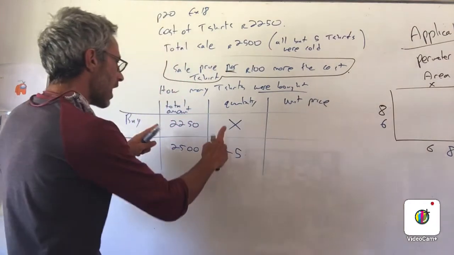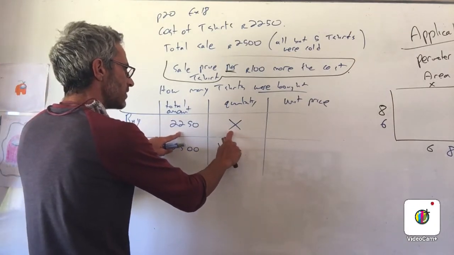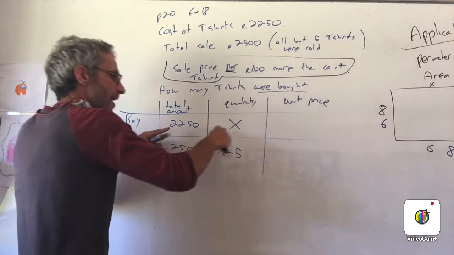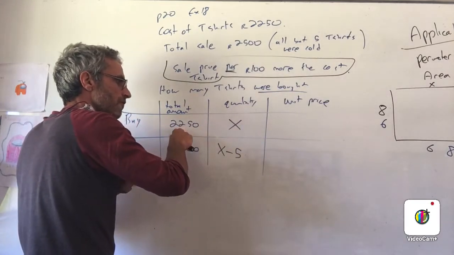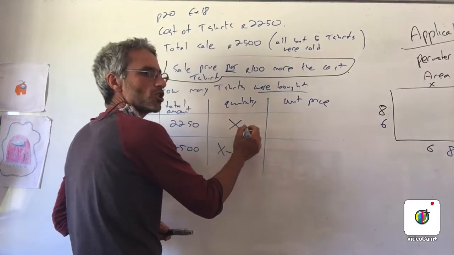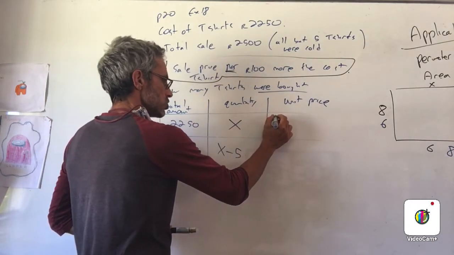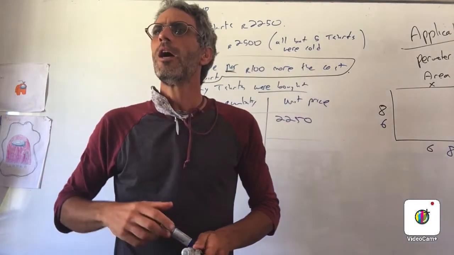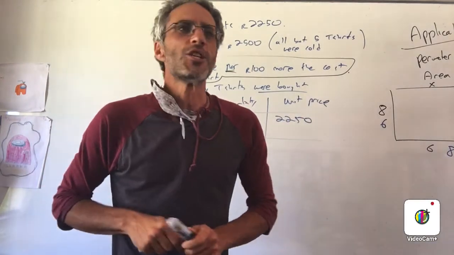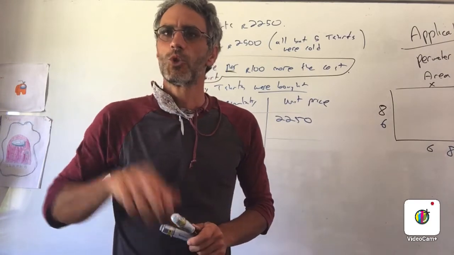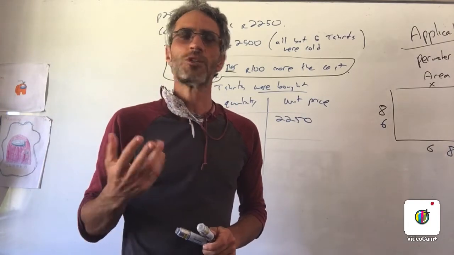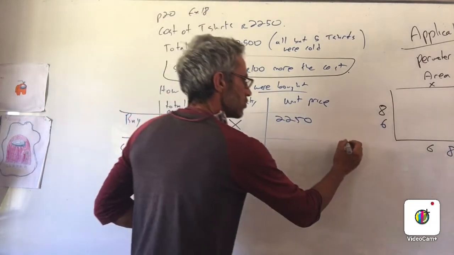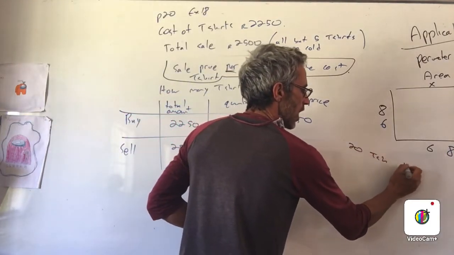Now, knowing this information, how would I calculate the price per t-shirt? If X t-shirts cost 2,250, how much would each t-shirt cost? Let's say 20 t-shirts cost me 100 rand. How much did each t-shirt cost?